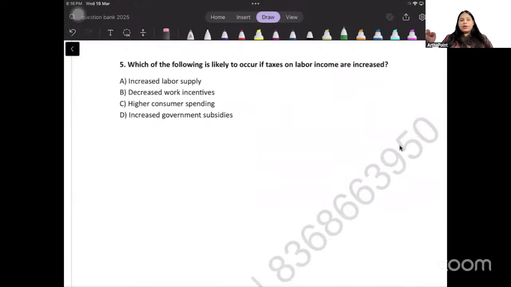Which of the following is likely to occur if tax on labor income are increased? Increased labor supply, decreased work incentive, higher consumer spending, increased government subsidy.